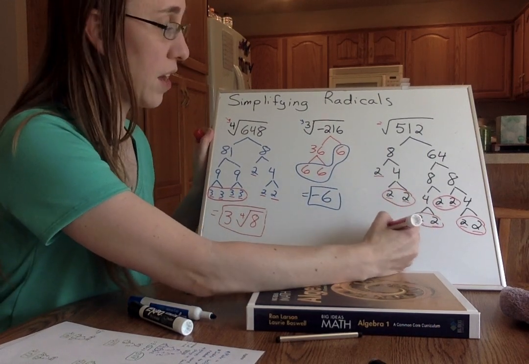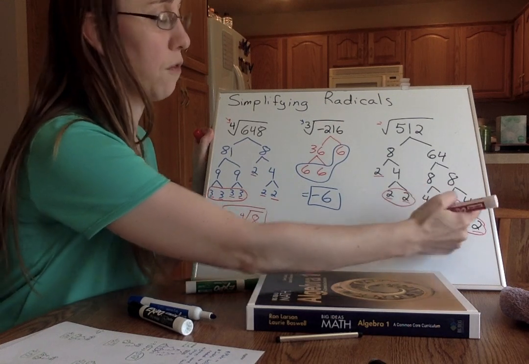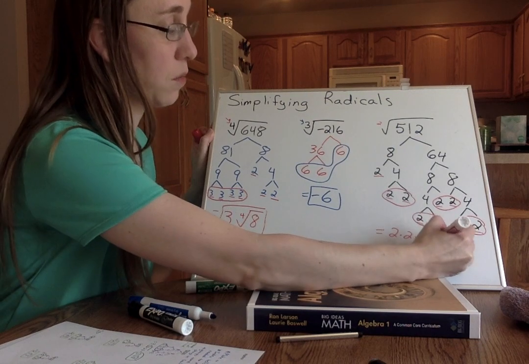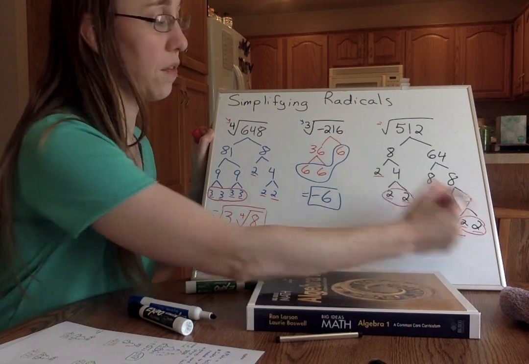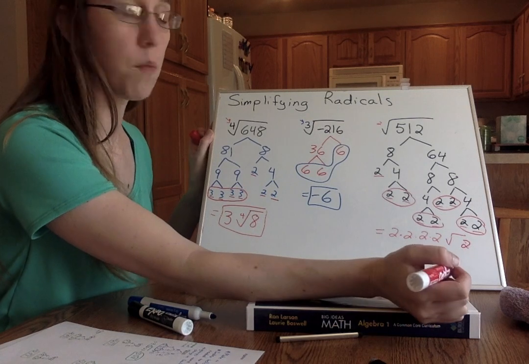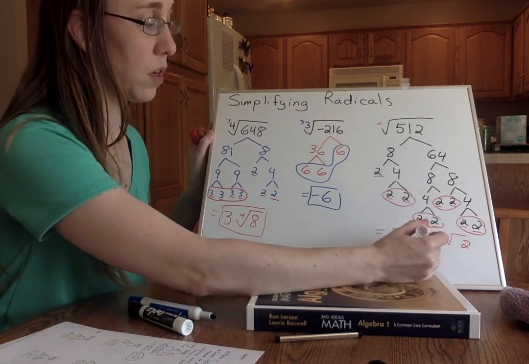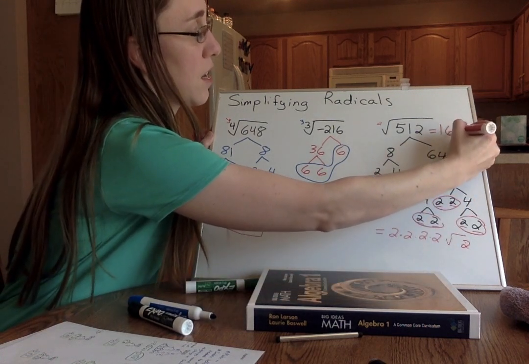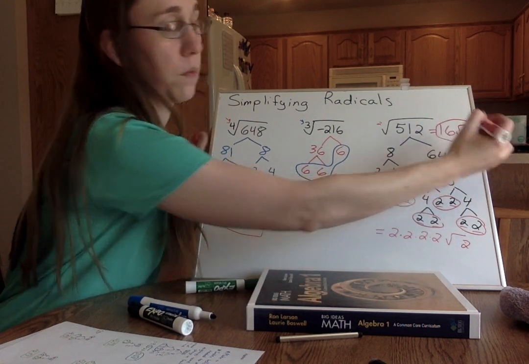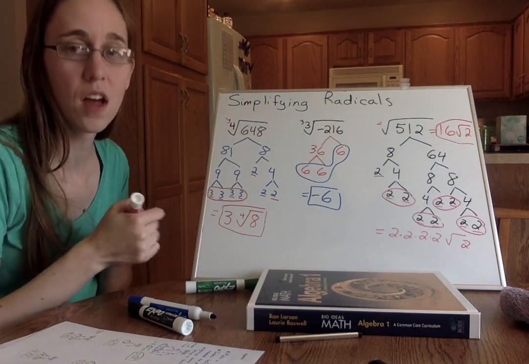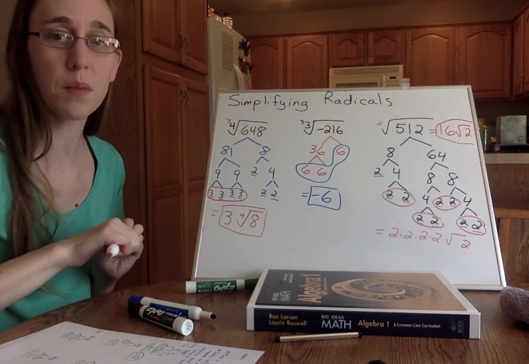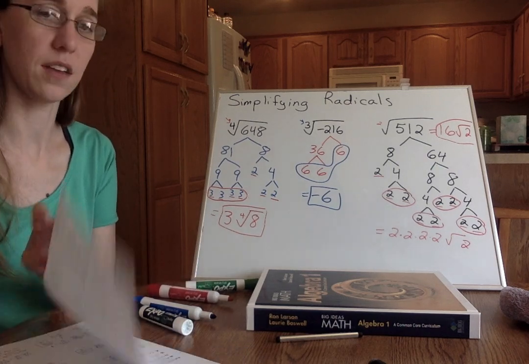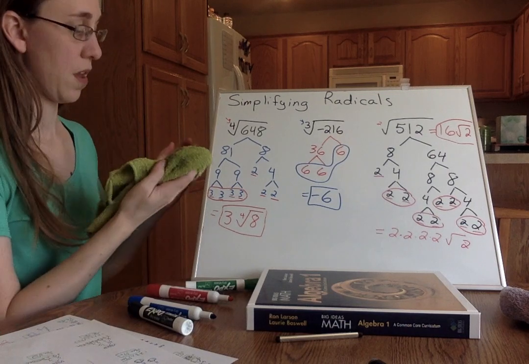So when we go to write our answer, I have 1, 2, 3, 4 2s that I'm bringing out. So 2 times 2 times 2 times 2. And then I have the square root of this extra 2. So my final answer, well, 2 times 2 times 2 times 2 is 16. So my final answer is 16 square root of 2. So factor tree, index tells you what size your groups are going to be. And from there, you bring out those groups and leave in the things that don't fit in a group.